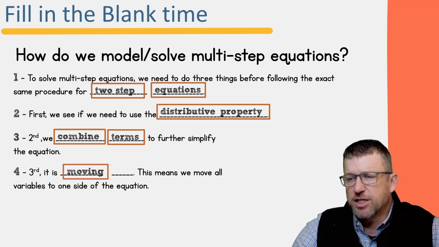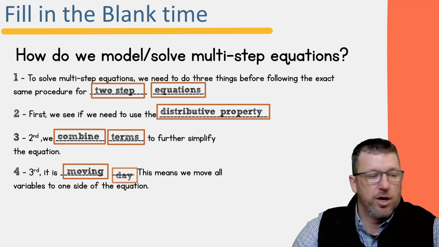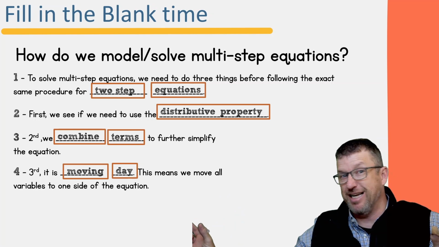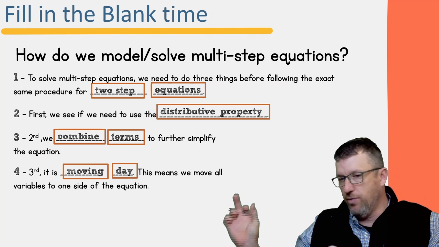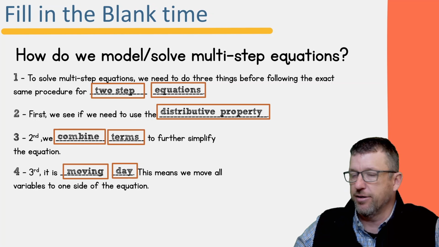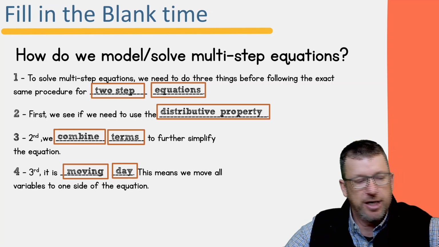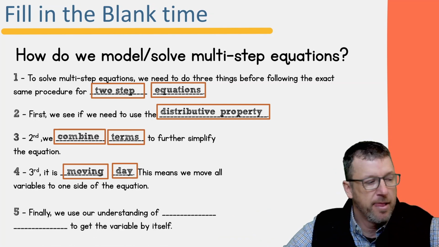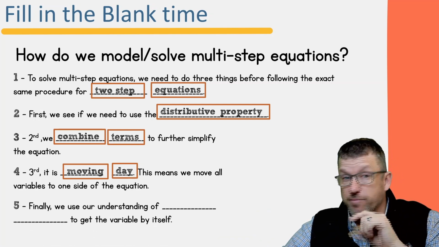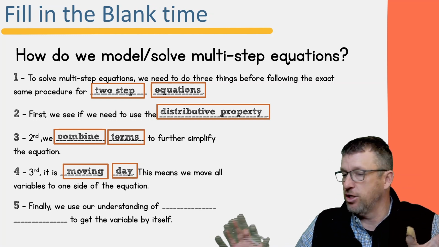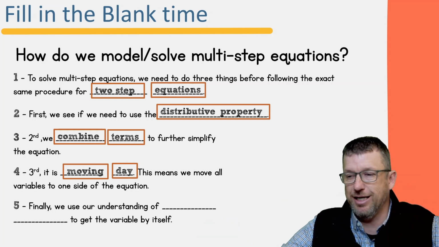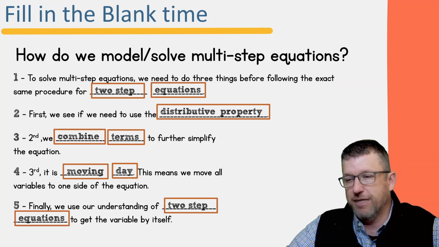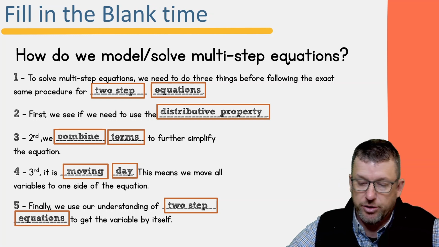Next, it's moving day, which means get the variable on one side. So you may have 7c, and on the other side of the equation, you may have minus 9c. Whichever one you want to move to one side or the other, so we have all variables on one side and no variables on the other. And then finally, once you get to that point, you've moved all the variables to one side, and you've got some stuff going on the other side, it's simply reverse GIMDAS, right? We're using our understanding of two-step equations to finish it out.